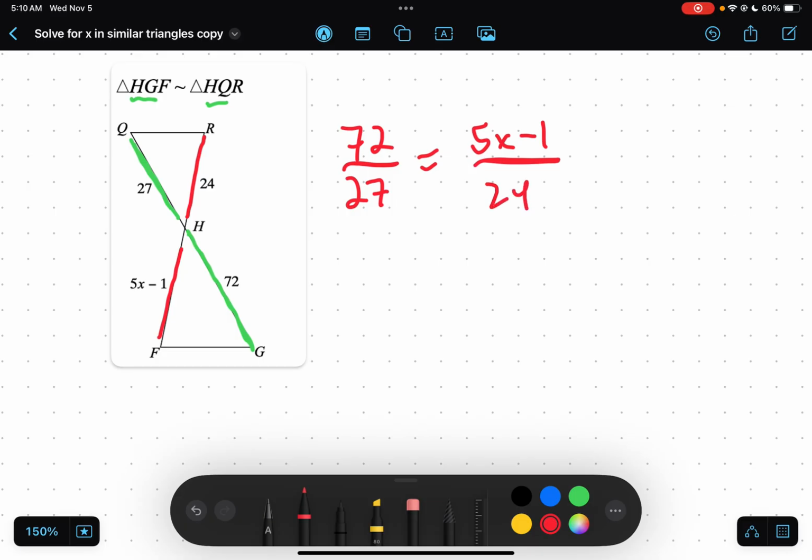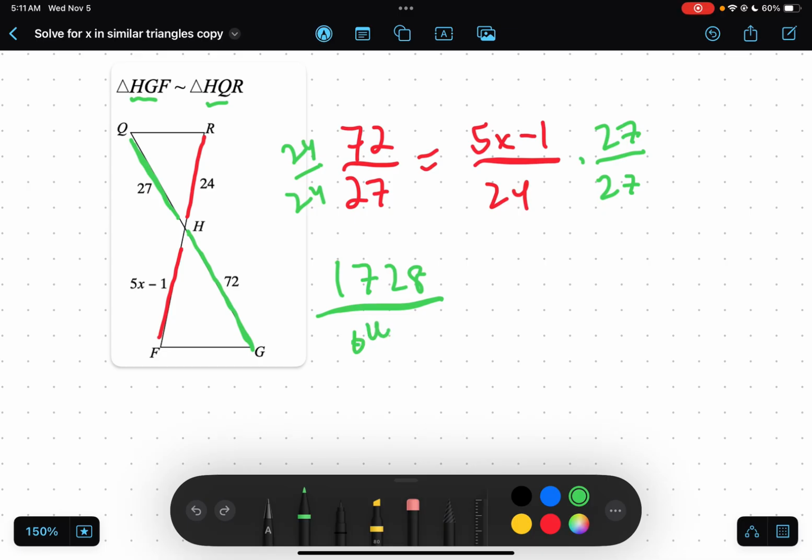Okay, so this one doesn't seem like a great example for a scale factor because it's hard to know how to get from 72 to 27. But I can just solve this out with my equivalent fractions. Just need a calculator since the numbers are a little bit annoying. 24 times 72. And my denominator is 648.